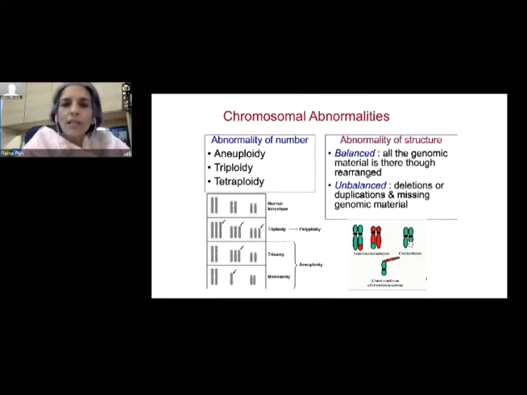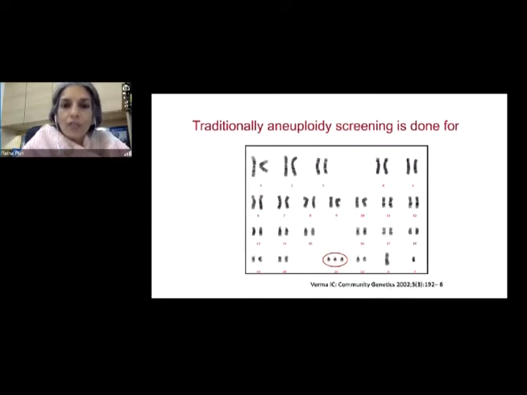Okay, thank you. So these are important concepts to understand before we really go into the realm of non-invasive prenatal testing. Now, traditionally, aneuploidy screening has been done for chromosome 21. The reason for this is that it has a high prevalence, and in India we have data for this to tell us that 1 in 900 to about 1,000 children born, one of them would have Down syndrome.